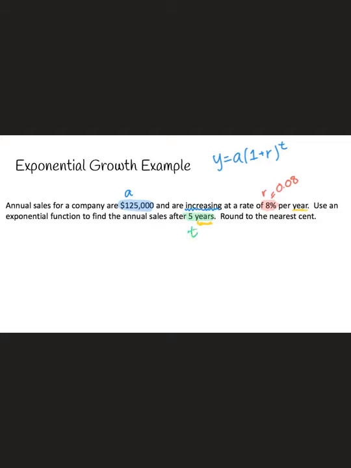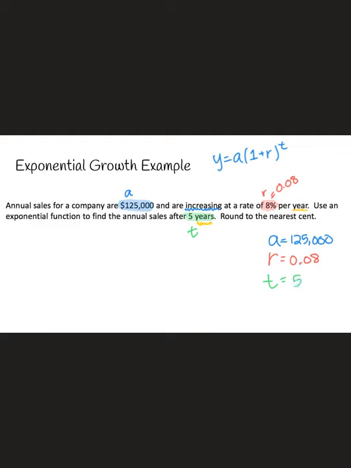So you need to know A, you need to know R, and you need to know T. You can think of it that way. Exponential functions, solving them is an art. So A is $125,000. R, as we know, needs to be a decimal. That's 0.08. And then T is time, and that is 5 years.